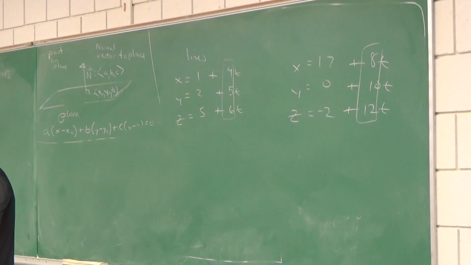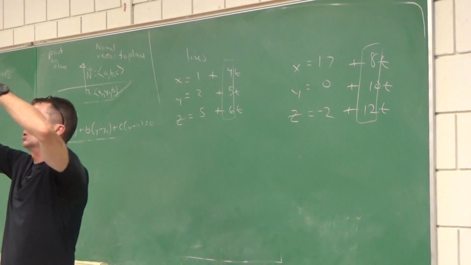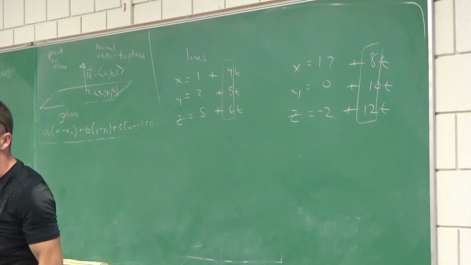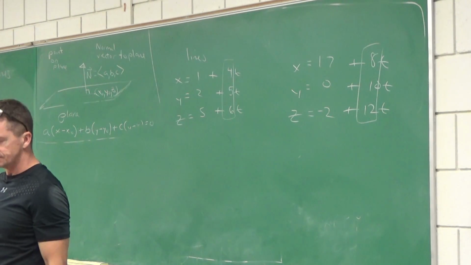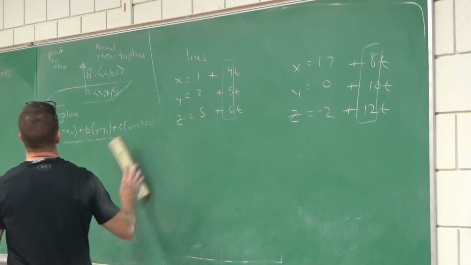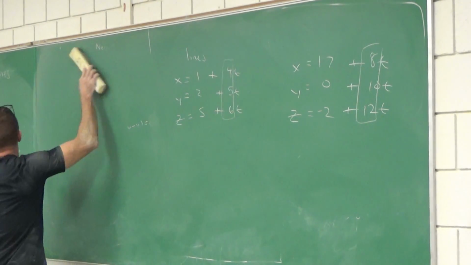Hey, so you ready for 12.6? This stuff's really cool, everyone. We're now in section 12.6. We're talking about these quadric surfaces and cylinders. So we'll start with cylinders. You already know about planes, right? All right. Cylinders.